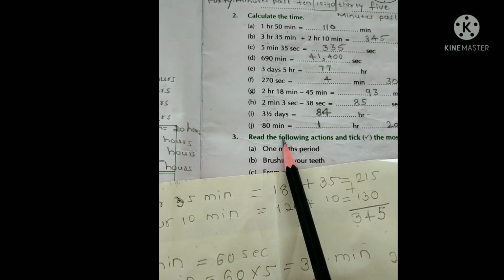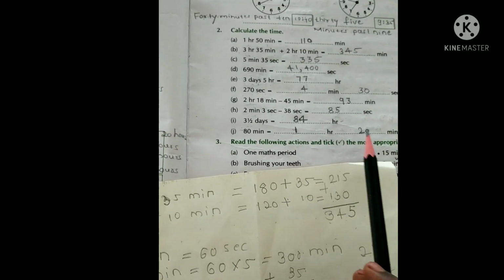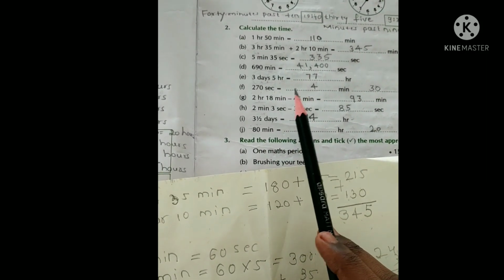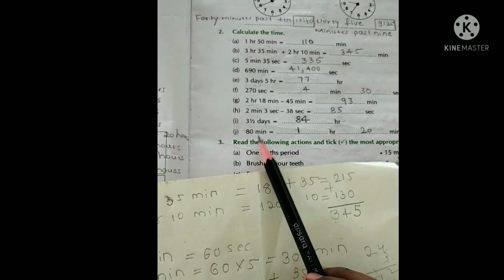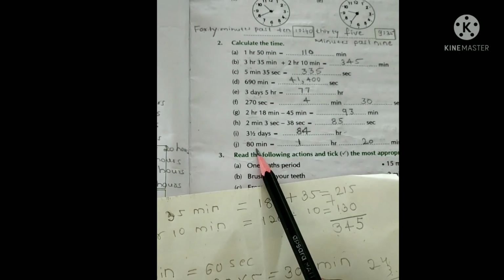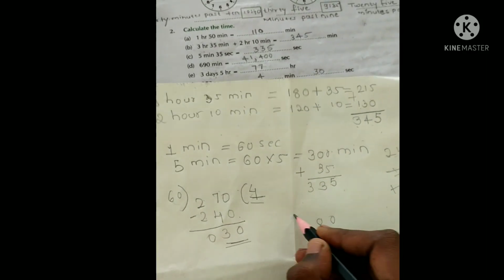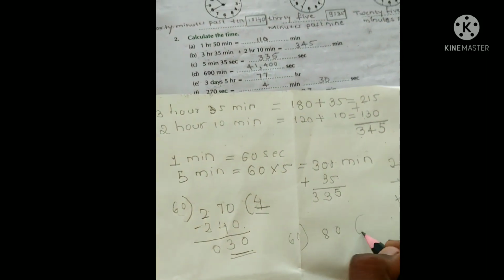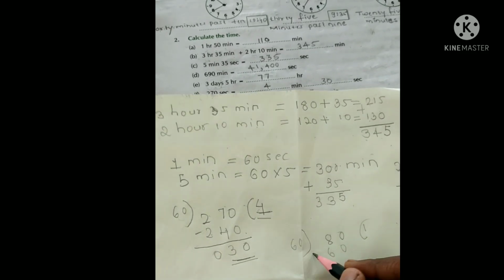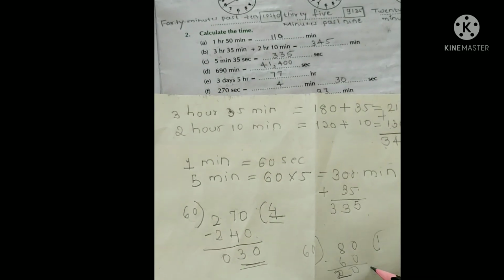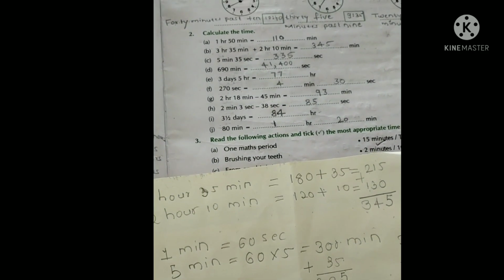80 minutes is equal to dash hour and 20 minutes. As we did above, in the same way we will solve this one. You do 80 divided by 60. 6 1s are 60. So subtract this. You will get 1 hour 20 minutes.